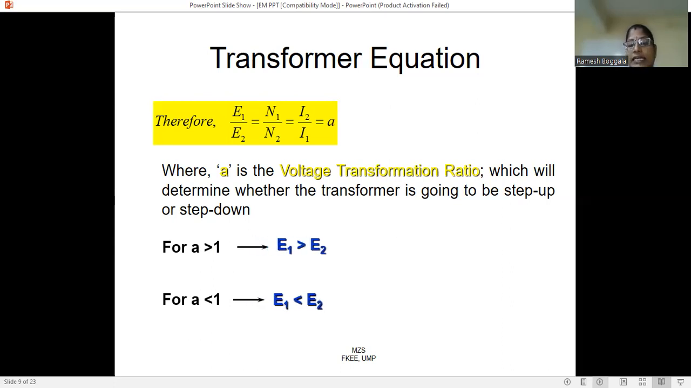So in the first case, A is greater than 1, which means E1 is greater than E2. That means the primary induced EMF is greater than the secondary induced EMF. In the second case, A is less than 1, which means the primary induced EMF is less than the secondary induced EMF.